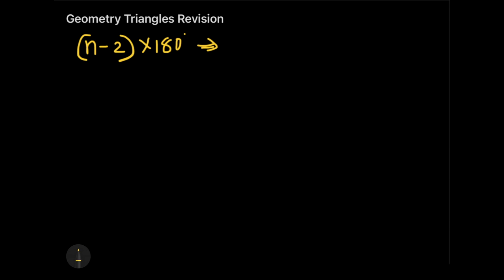Let's say a pentagon. So 5 minus 2 gives me 3, and 3 into 180 gives me 540. That is the sum of the interior angles of a pentagon. Alright, so this is one formula to keep in mind for finding the sum of interior angles. So I'll just write it down: sum of interior angles.